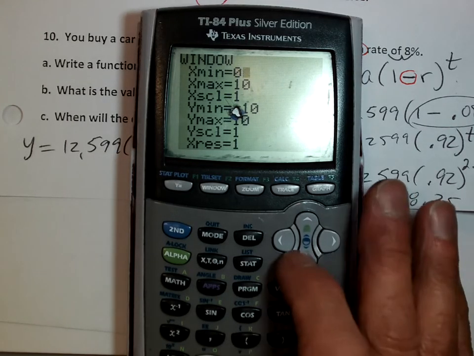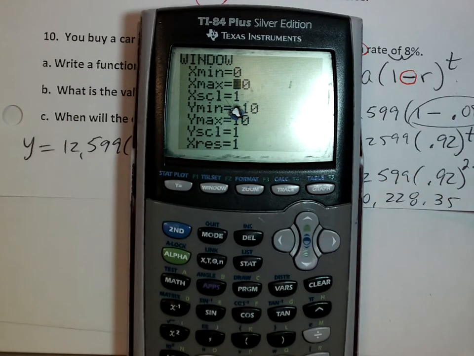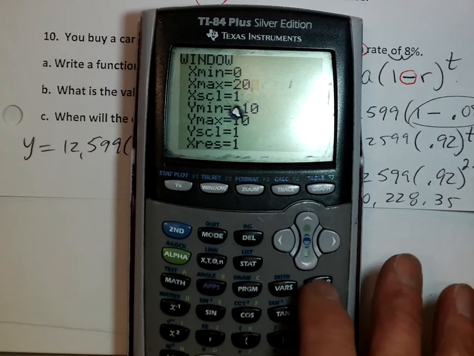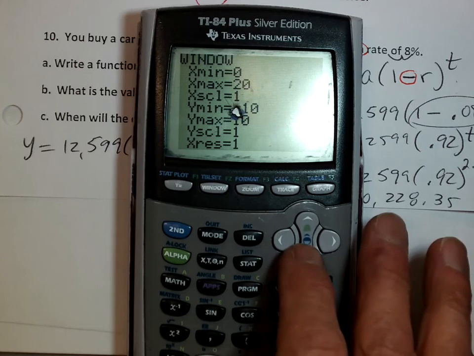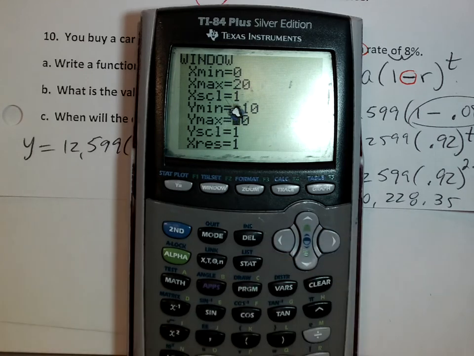We bought it. Now how many years do you think that car is going to last? 20 years, okay? X max, 20. Does that make sense? 20 is a great guess. After 20 years, it's probably going to be too old to drive, right? Unless you take care of it. Now, let's look at the Y values. So what's the car worth right now? 12,599, right?